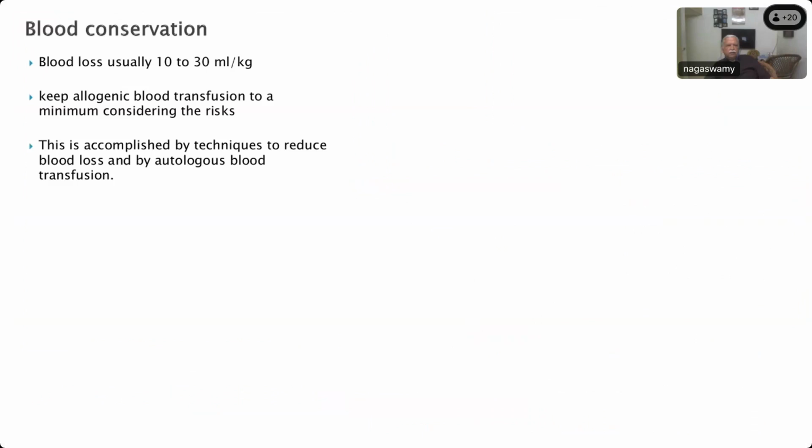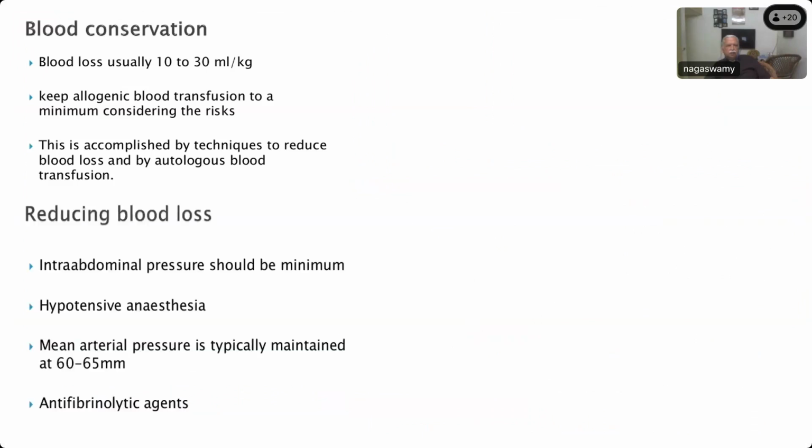And blood conservation is another thing which we talk about. The blood loss is usually 10 to 30 ml per kg, so you have to keep blood ready in case you have not done any of the pre-operative preparations. For reducing the blood loss, intra-abdominal pressure should be minimum. You can use hypotensive anesthesia, but if the surgeon doesn't want it, you cannot do that. But always maintain MAP between 60 and 65, and use antifibrinolytic agents.